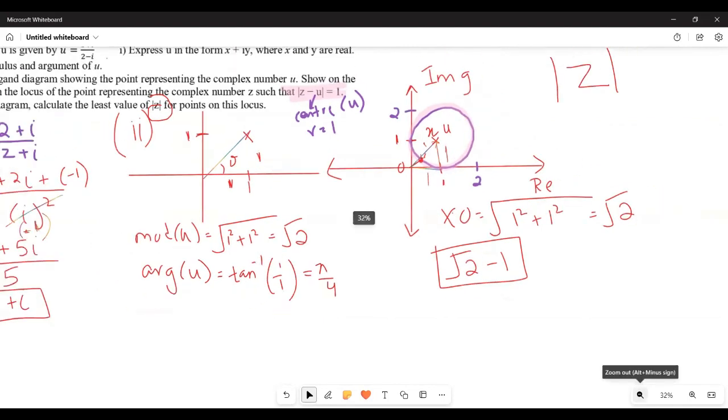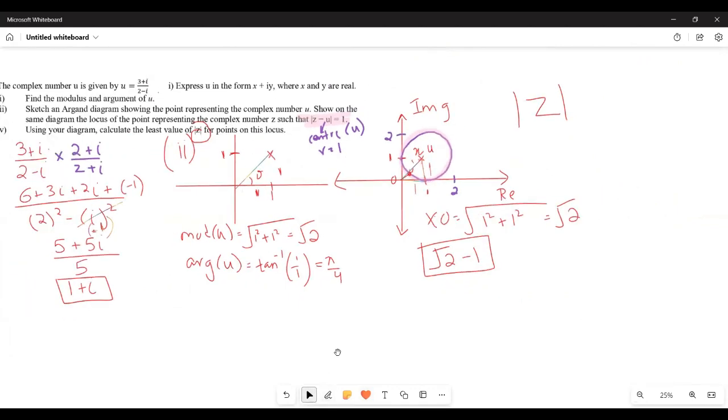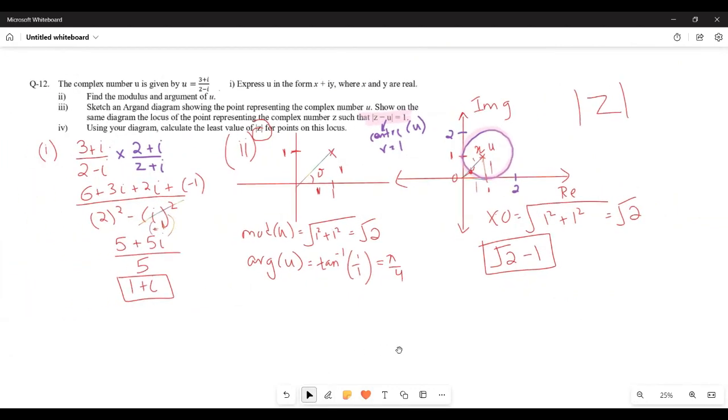And I'm going to leave you guys with some homework, probably question 13 and 14.